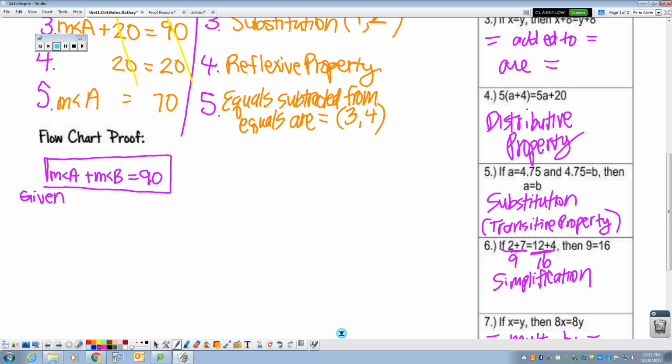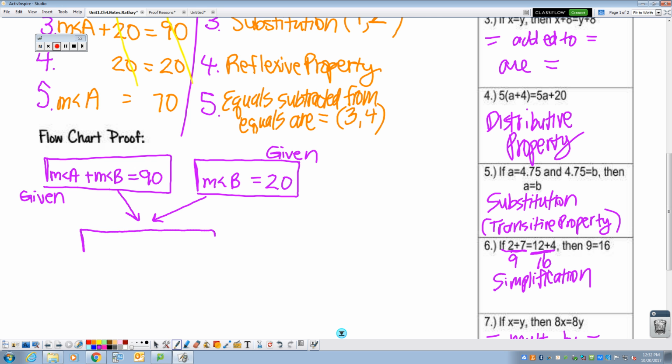Now, this doesn't tell me anything. I mean, I know those angles are complementary, but that's not going to help me get to my conclusion. But my other given does help. So in the second box, I'm going to write that the measure of angle B equals 20. And then I'm going to label that box given also. So the reason just has to go outside the box. It doesn't matter where outside the box. Now together, these 2 boxes lead me to a conclusion. And because they work together to lead me to a conclusion, they are both going to lead to the box that is their conclusion.